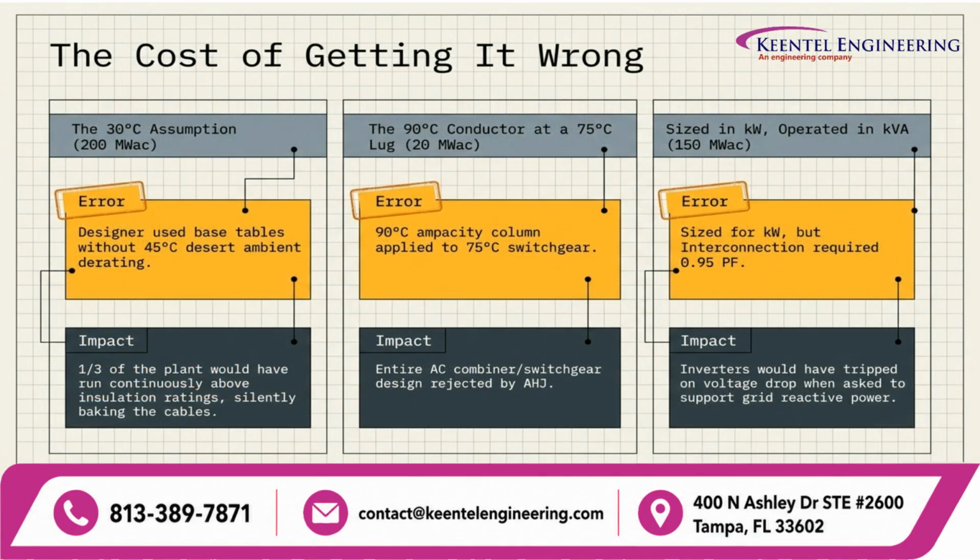Misapplying these rules leads to severe real-world consequences. Overlooking a 45 degrees Celsius desert ambient on a 200 megawatt plant results in conductors continuously exceeding insulation limits, silently baking cables in the ground. Applying 90 degrees Celsius ampacities to 75 degrees Celsius switchgear leads to immediate rejection by the AHJ. Sizing purely in kilowatts instead of kVA causes inverters to trip offline during mandatory reactive power support. Precision in initial engineering protects both project capital and asset life.